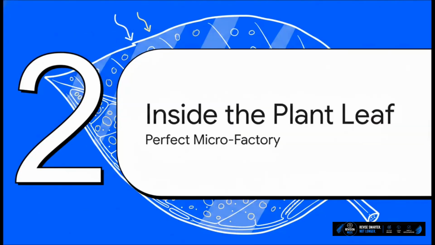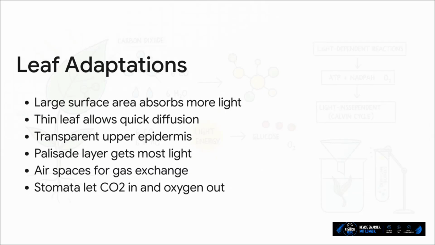Moving right along to part two, inside the plant leaf, the perfect microfactory. If we transition from a single cell to looking at a cross-section of a whole leaf, it's wild how perfectly adapted it is. First off, a leaf has a huge surface area just to catch as much sunlight as possible, and it's super thin, which allows gases to diffuse really quickly.